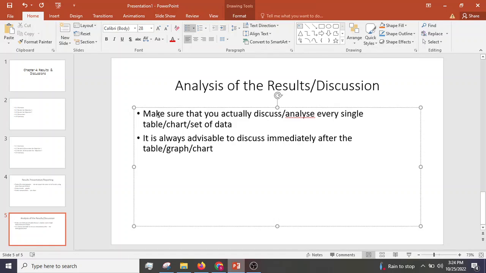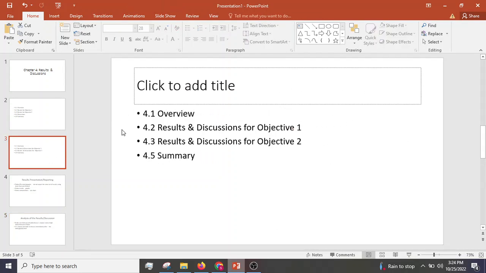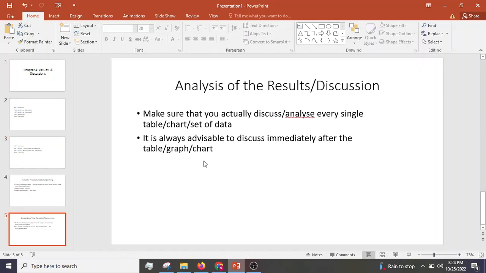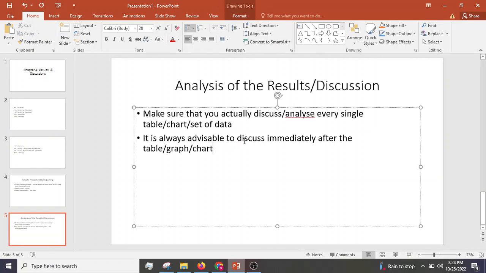And this also perhaps is the reason why I favor this model of displaying your results and discussion, because they are side by side. So make sure that you discuss immediately after the tables.